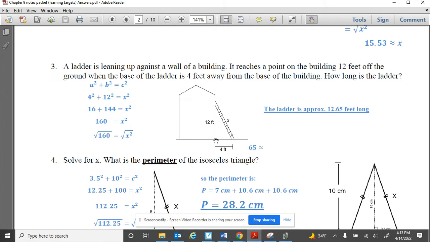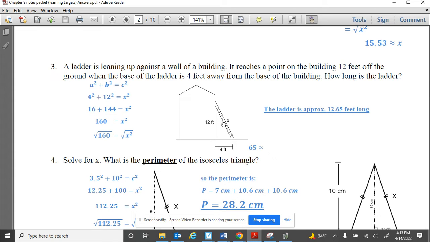So here we have our picture, 4 feet away, 12 feet for our height. And what we're going to do is find the length of the ladder. We're going to assume the building makes a 90-degree angle with the ground, so this turns into a simple right triangle.